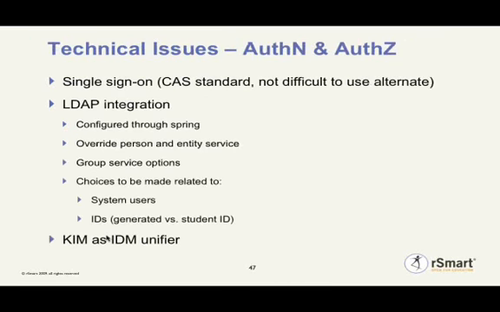So let's talk a little bit more about some of the technical issues, and this overlaps a little bit with implementation. Like we talked about, single sign-on, CAS, we highly recommend, but if you've got another system that you're already using on campus, it won't be difficult to use. Everything about Rice in general, and certainly with KIM, it takes advantage of services. So you can easily plug and play, and if you need to replace just about any part of KIM and you want to do something that's unique, it's very simple to do.